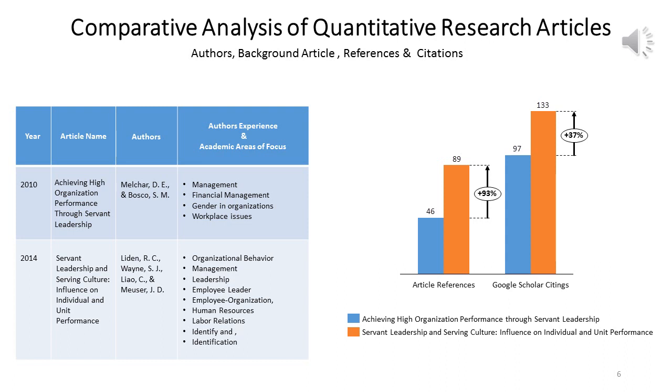And what you see in those arrows are the differences in the number of references as well as in the number of citings. So from this page, you can see that the 2014 Servant Leadership and Serving Culture, Influence on Individual and Unit Performance article has had not only more references to support it, but also many more citings.